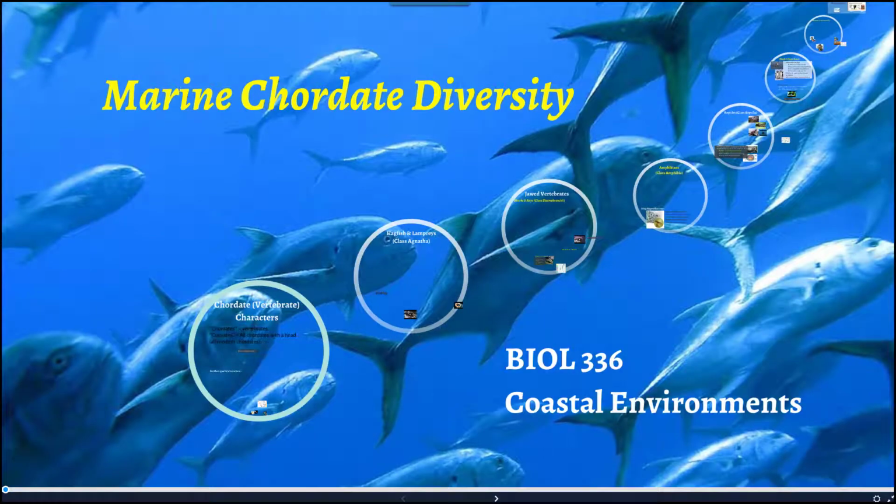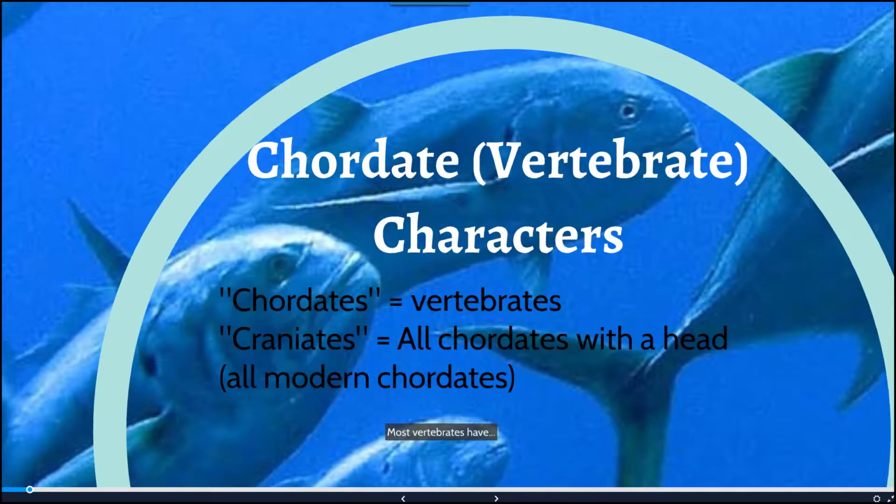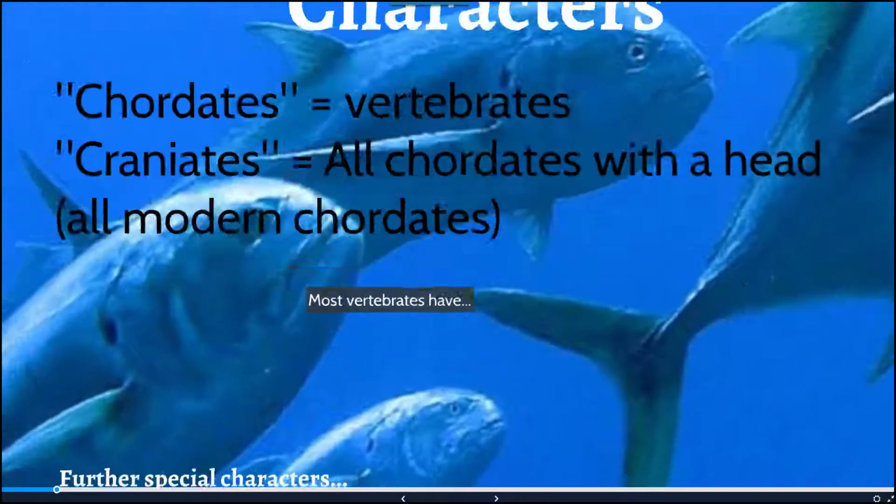Today we're going to review marine chordate diversity. And first we need to define what a chordate, and what we largely think of as vertebrates, are in terms of their characteristics. So first, the word chordate is largely referring to vertebrates. We also have a term called craniates, which is going to refer to all those chordates that have a head, and that's going to be all modern chordates.